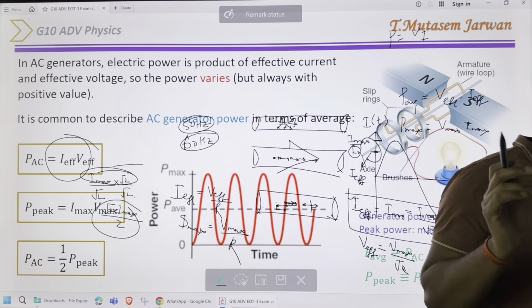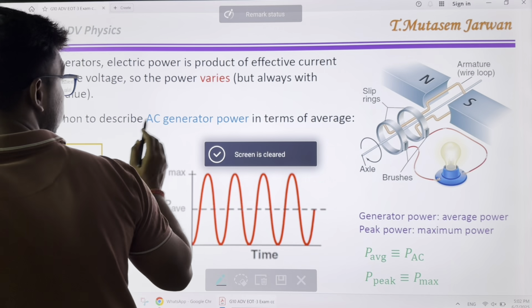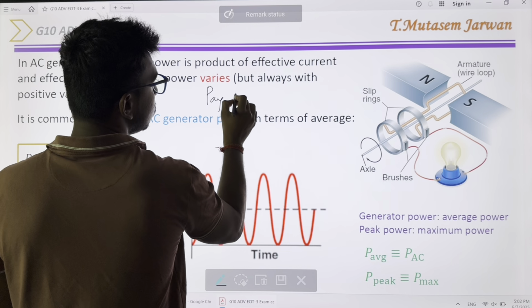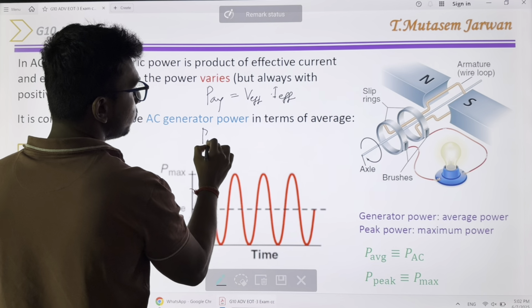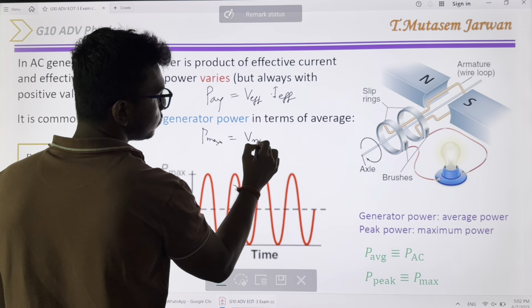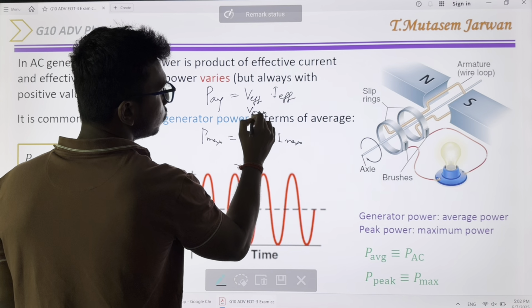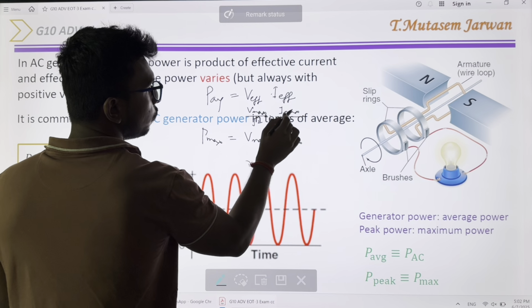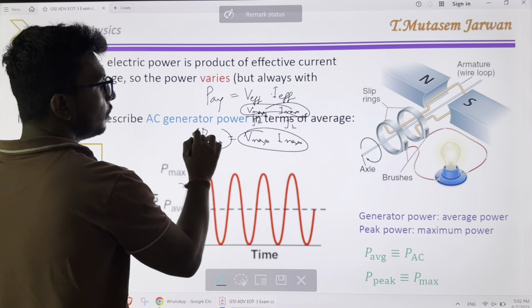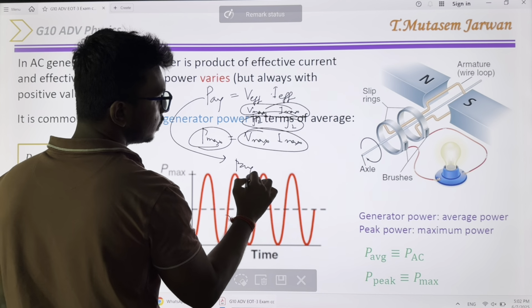Again, same thing, I have told you this. Power average, as I told you, is V effective times I effective. Power maximum is V max times I max. So V effective is V max by root 2, I effective is I max by root 2. So V max times I max is what? Power max, and root 2 times root 2 is 2. So I can say that power average is power max over 2.